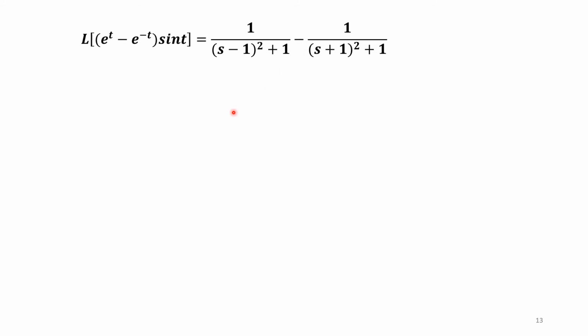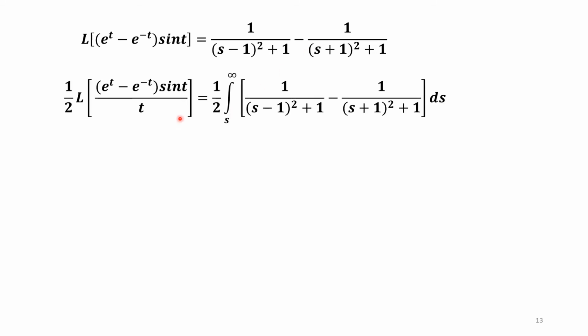So now we have division by t, which means that this function is to be integrated with respect to s between the limits s and infinity. So this function is to be integrated. Again, we are having ds upon s minus 1 the whole square plus 1. This is of the form dx upon x square plus a square, where x is equal to s minus 1, or s plus 1 in the second term.